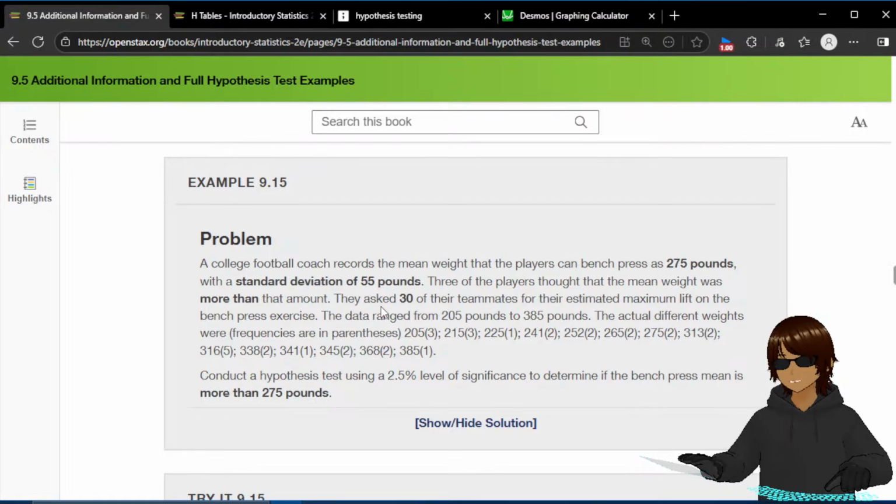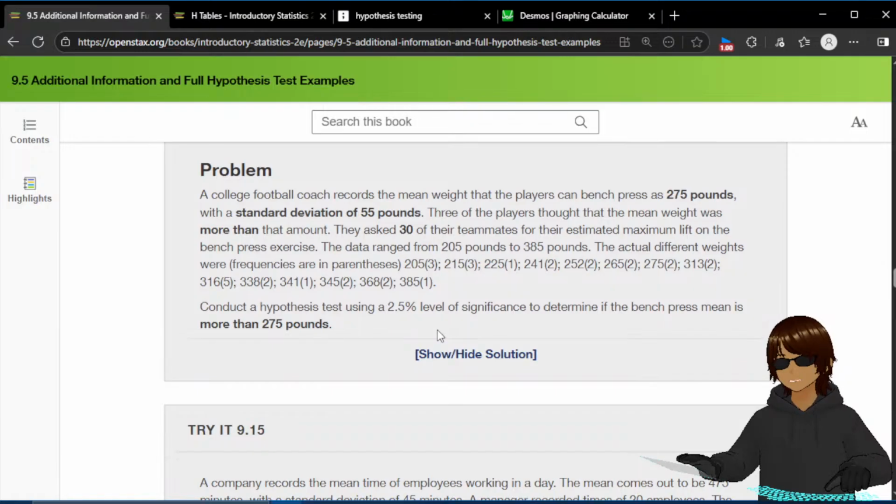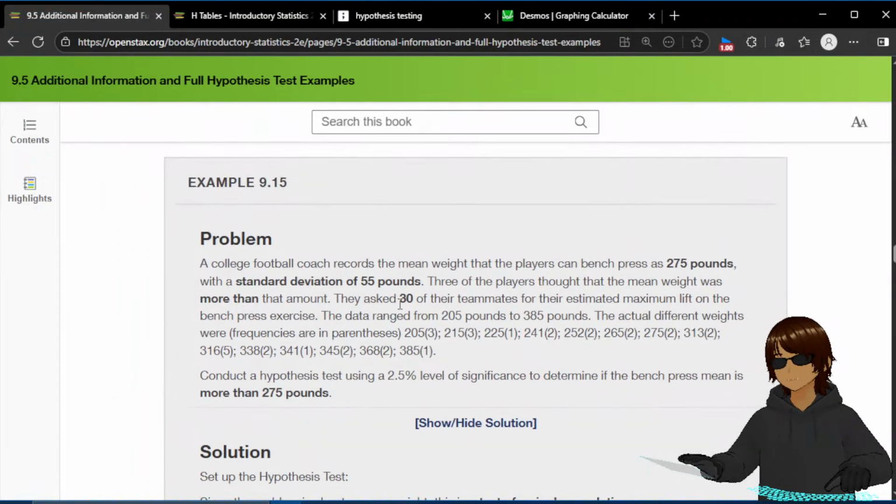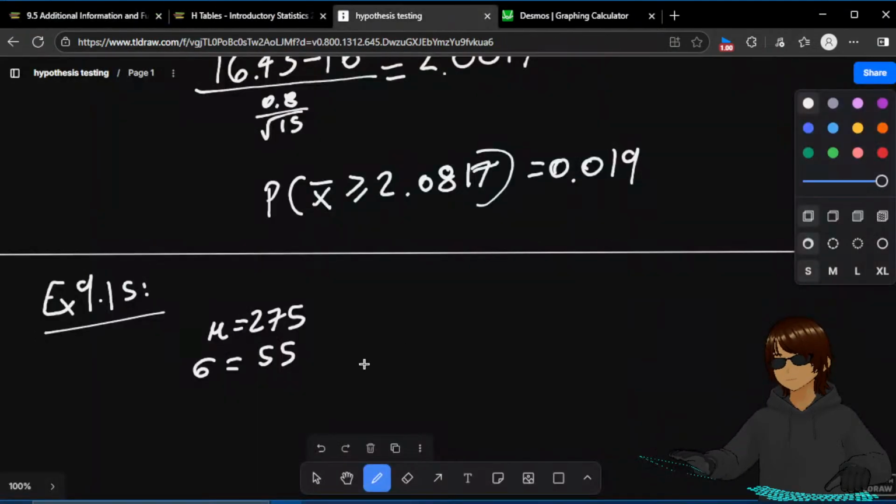He asked 30 of their teammates for their estimated maximum lift on the bench press. Data range from 205 to 385. Conduct a hypothesis test using a 2.5% level of significance to determine if the bench press mean is more than 275 pounds. First, I don't want to calculate this on my own, so I will just use their value. So 275, n is 30.